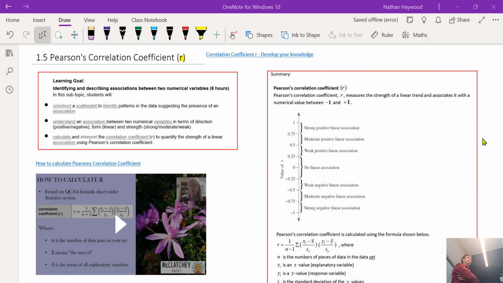So you are possibly used to R squared from your science subjects, so biology, physics, chemistry. You'll calculate R squared using Excel, potentially. This is different. The only difference is R squared is R squared. R is the square root of that.